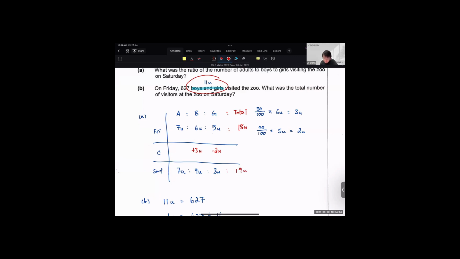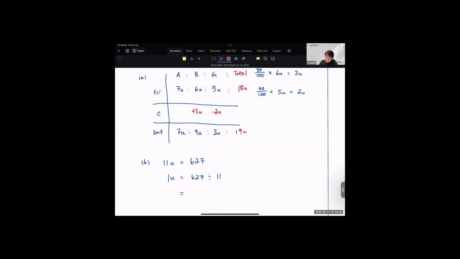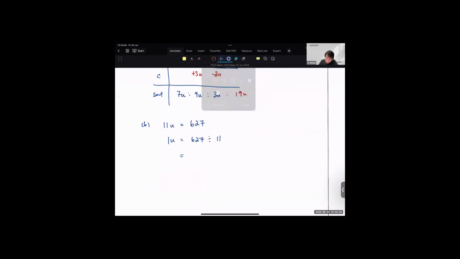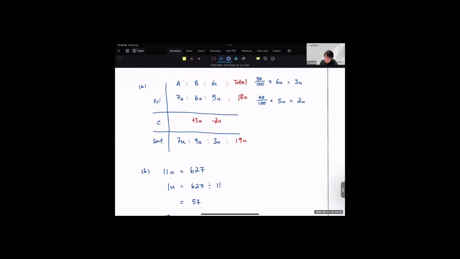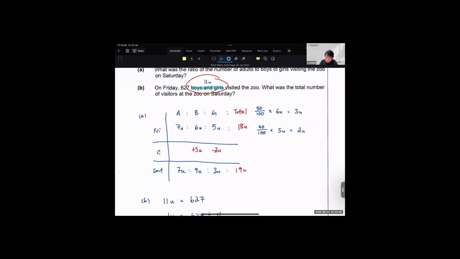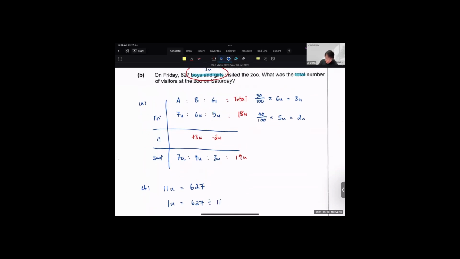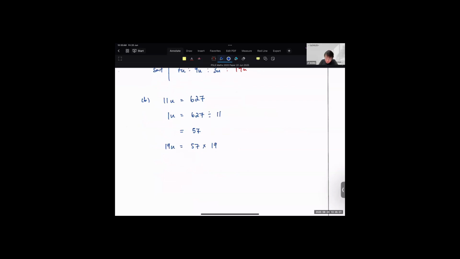Total number of units here is 12 plus 7, 19. So we know 1 unit is 57, and therefore the total on Saturday is 19. Again, double check. What do they want? They want total. So 57 times 19. Okay, and that will give you 1083, like most of you gave me.